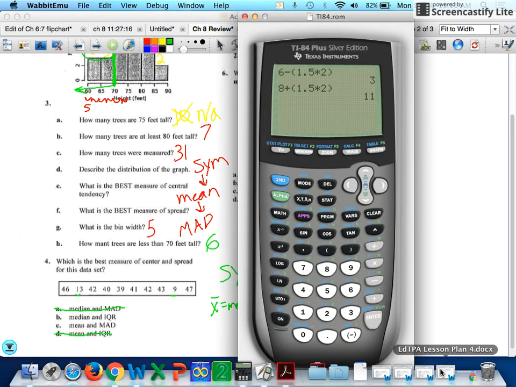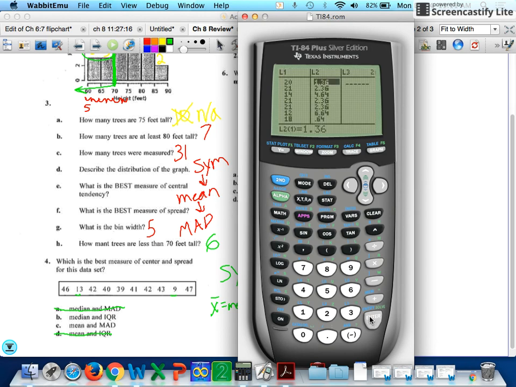Okay, so we hop over in our calculator and we type in this data set. Clear out whatever was in your old lists and type it in. We've got 46, 13, 42, 40, 39, 41. Okay, so that's all our data points. 10 data points: 1, 2, 3, 4, 5, 6, 7, 8, 9, 10. Got them all in there. Quick scan to make sure they look pretty well correct, and they do.